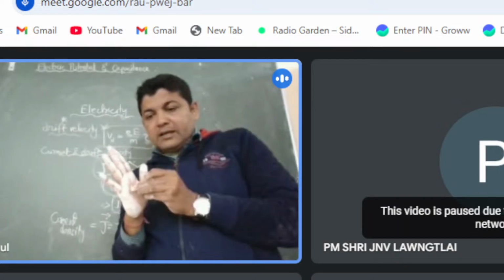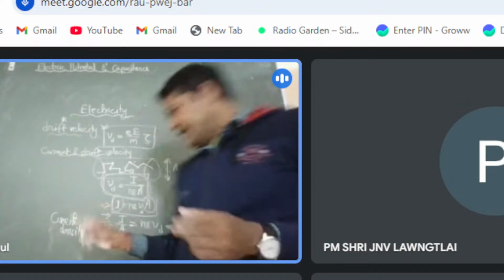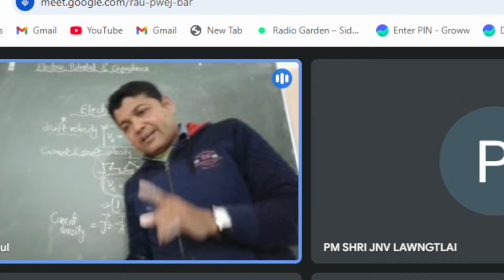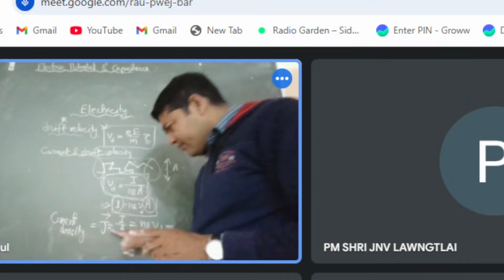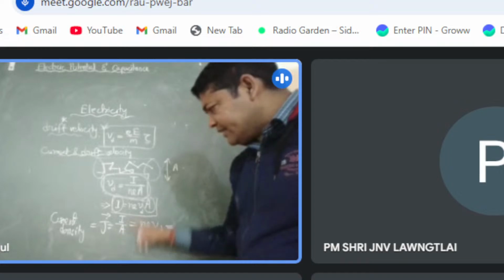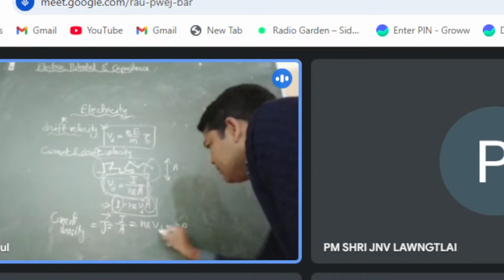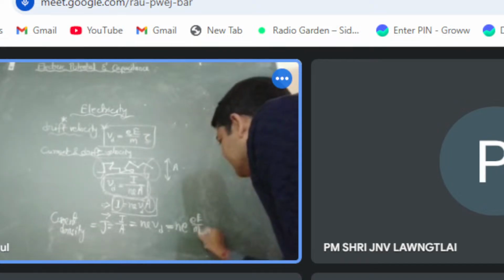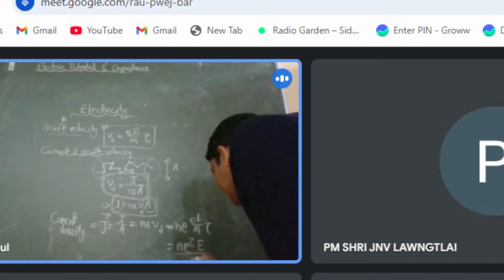If it is normal, then I am indicating a fixed direction. So that's why current density is a vector quantity, but current is a scalar quantity. So current density can be written as current per unit area. From this formula, the drift velocity is small e capital E by m into tau. So I can write it as n square capital E by m into tau.